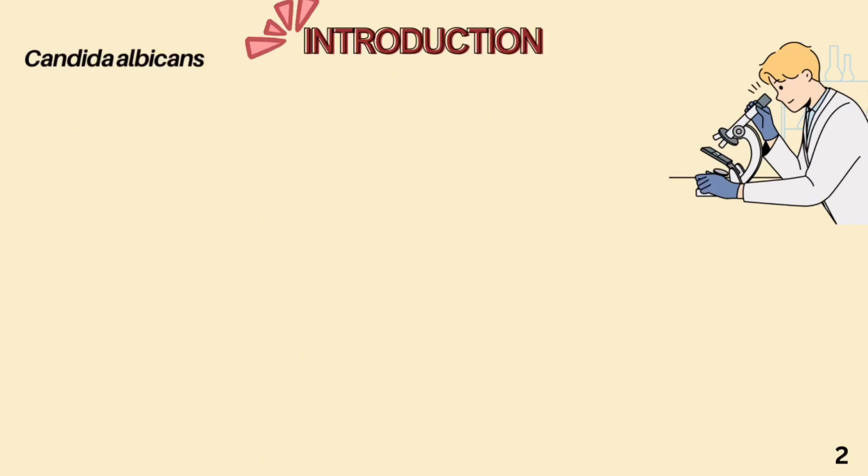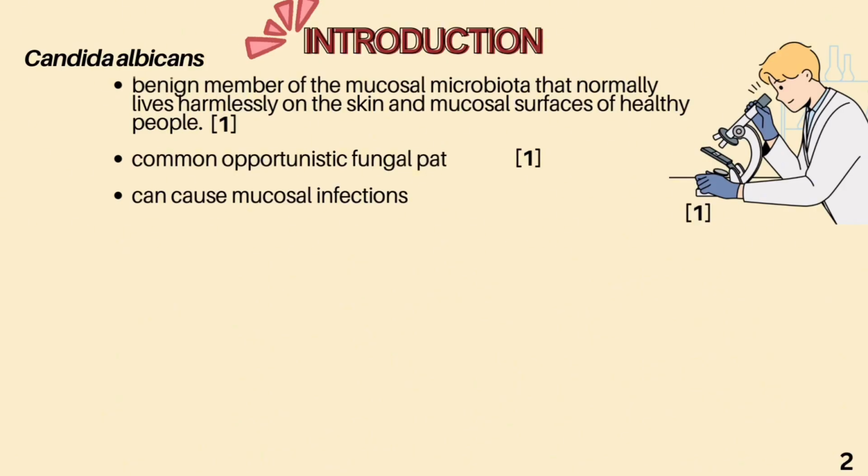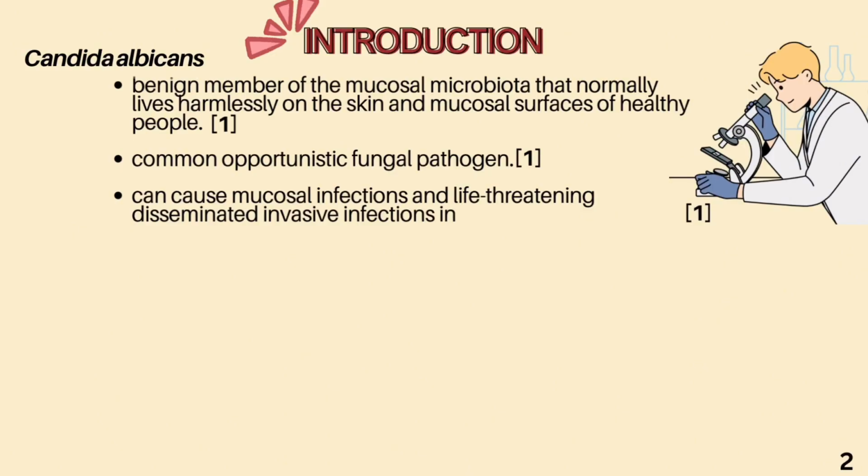difference between each forms. Candida albicans is a benign member of microbiota, normally a harmless fungus that live on our skin and mucosal surfaces such as mouth and vagina. However, there is also an opportunistic fungal pathogen which can cause mucosal infection when our immune system is disrupted, such as oral thrush and vaginal candidiasis, but also can cause a life-threatening infection to susceptible patients.